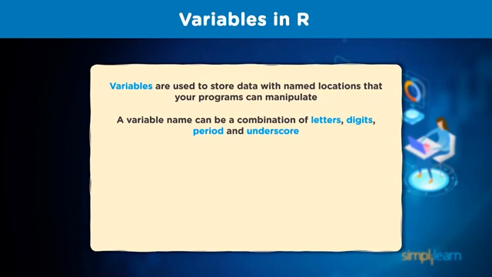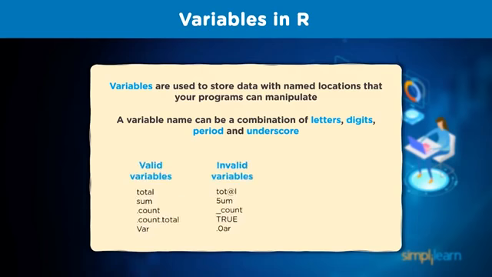A variable can be a combination of letters, digits, period, and underscore. So you can have some valid variables as total, sum. You can also have dot notation. So there are different naming or style conventions in R, and we can use dot to separate names in description of a variable. We can also start a variable with dot. We can include numbers in a variable. And remember, R is case sensitive.